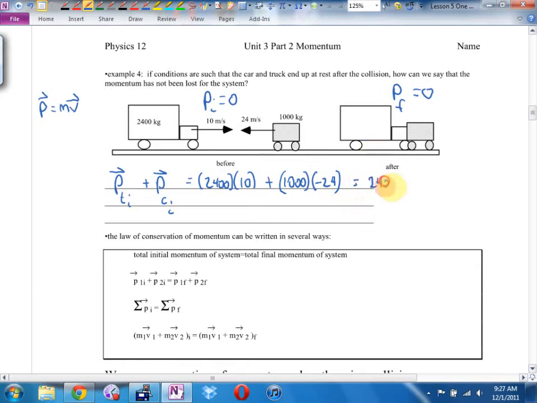Take away 24,000. Now, I knew that my final momentum had to be zero because everything came to a stop, which means, because of the conservation of momentum law, my initial momentum had to be zero. What was my initial momentum when I actually calculated? What is 24,000 take away 24,000? That's why this is true. So what was the question? It said, if conditions are such that the car and truck end up at rest, which means my final momentum is zero, mass times velocity, mass times zero is zero. How can we say that momentum hasn't been lost? Because my initial momentum was zero, and I just proved it.